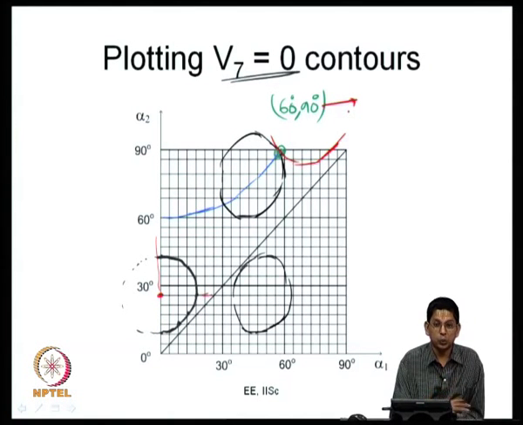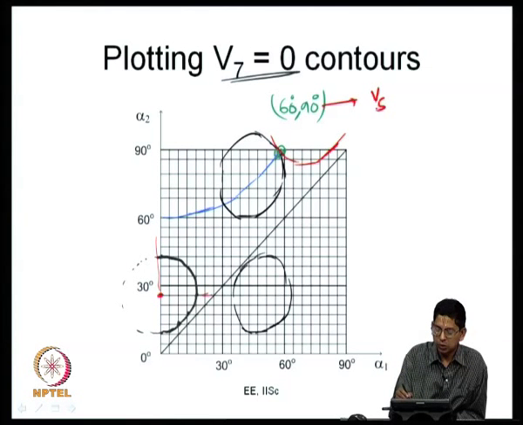So, a third harmonic square wave contains no harmonics, neither fifth harmonic nor seventh harmonic, neither 11th harmonic nor 13th harmonic. So, any V n will be equal to 0, where n is any non-triplet harmonic order. So, at this point you have V phi equal to 0, V 7 equal to 0, V 11 equal to 0, V 13 equal to 0, and all of them will be equal to 0.